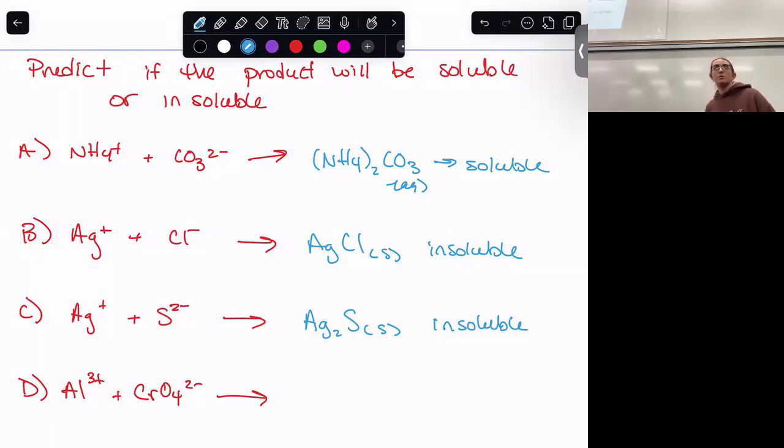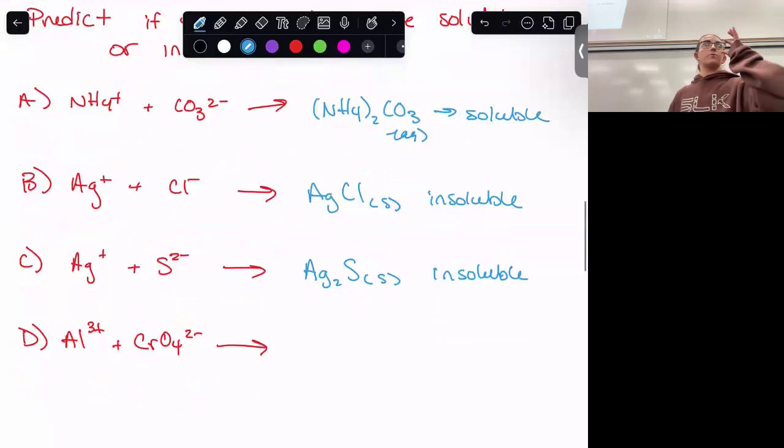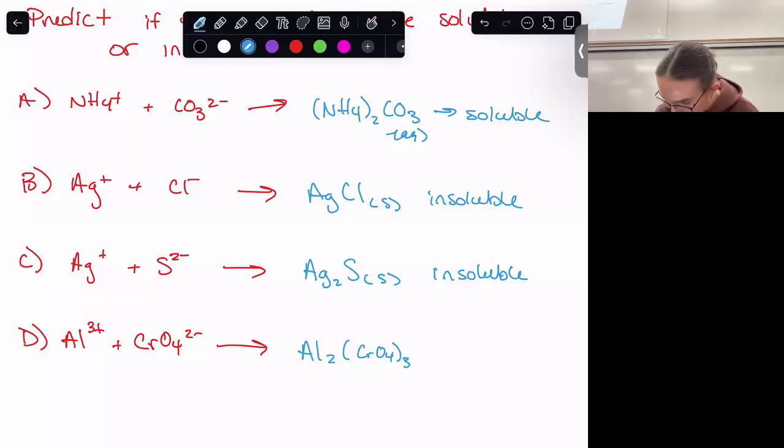Okay, and then what about aluminum chromate? What compound is formed? Beautiful. And what is that? That's solid. This is insoluble. Chromate is usually insoluble, and the aluminum is not one of the exceptions for it.